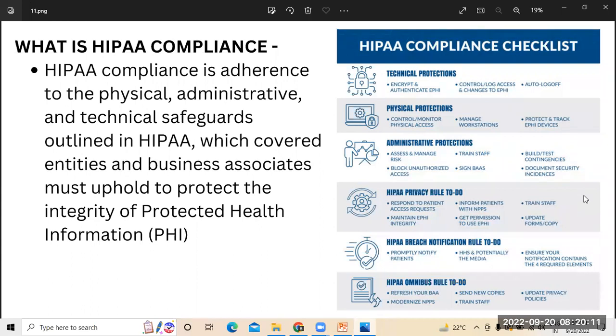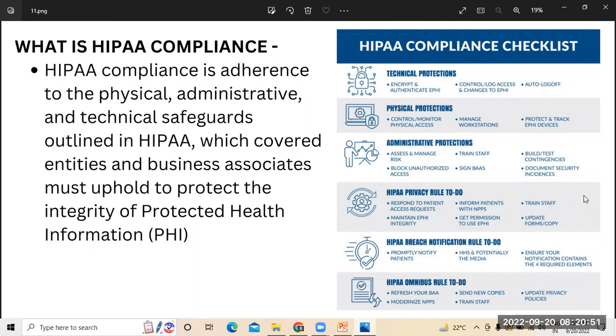Now, when it comes to HIPAA privacy rules to be followed by any of the people who are working in a healthcare environment, there is a to-do rule process. In this, we need to respond to the patient access request. That is the first thing which we normally do. Responding to the patient access request is the first point.